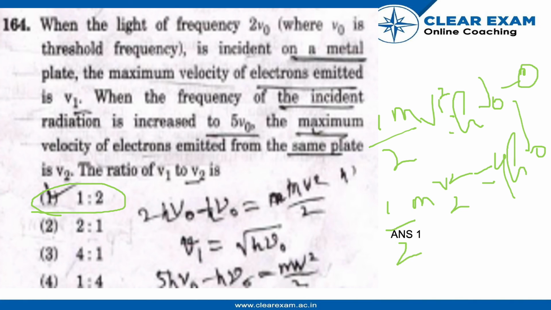Now from 1 and 2 we will find that v1 squared by v2 squared is equal to 1:4, and if we take the square root on both sides we will find that v1 to v2 is 1:2, and the correct answer is 1:2. Thank you.